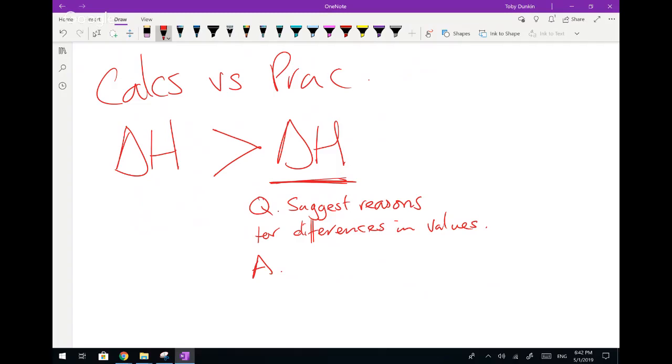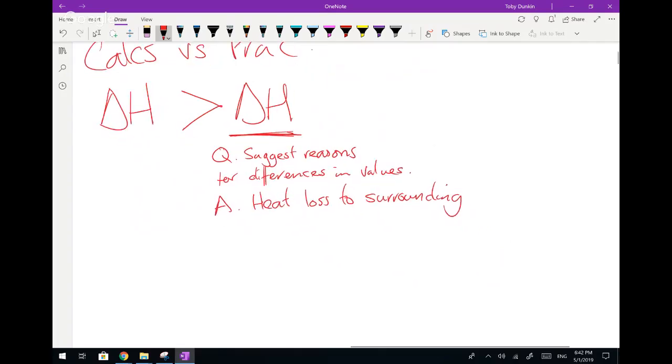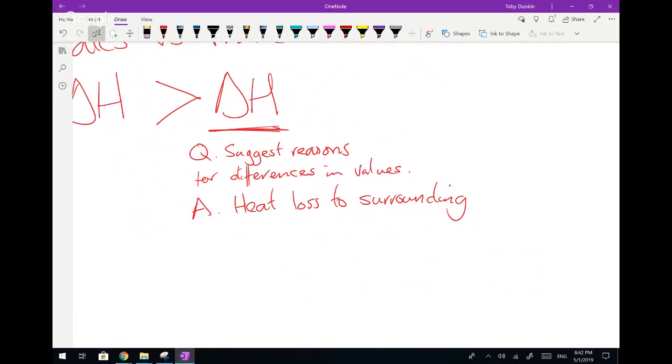The answer is heat loss. Heat loss to surroundings. Top answer. And we have to do an awful lot to try and get heat loss to the surroundings. Well done, outstanding. So heat loss to the surroundings is number one. But of course, we all know in this room that they're going to remove that one. They're going to say, suggest a reason for the difference in values, ignoring heat loss.